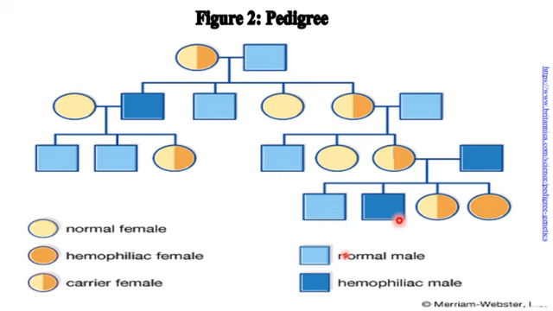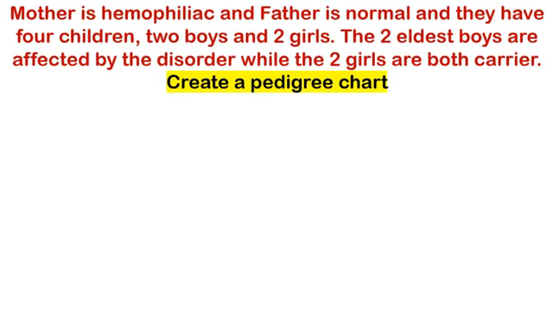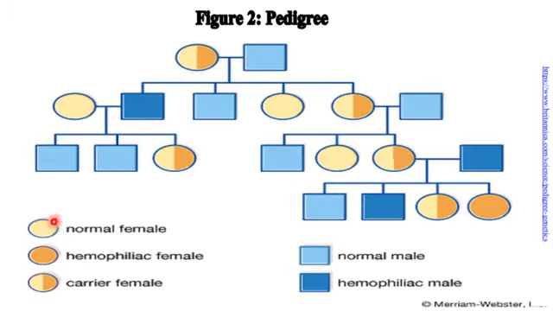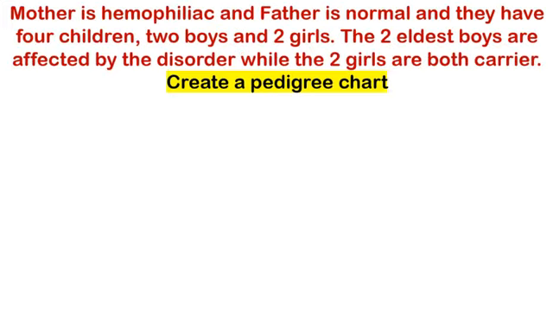So let us try to apply this information in solving one problem in genetics about the hemophilia disorder. What is the problem? Mother is hemophiliac and the father is normal. They have four children, two boys and two girls. The two eldest boys are affected by the disorder while the two girls are both carriers. So create a pedigree chart for this problem. What are you going to do? You better go back to this pedigree chart and check the legend to see which legend you are going to use for the problem.